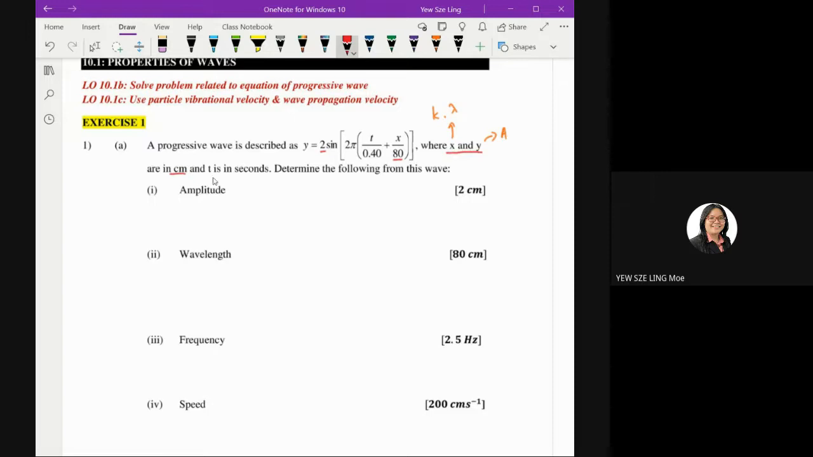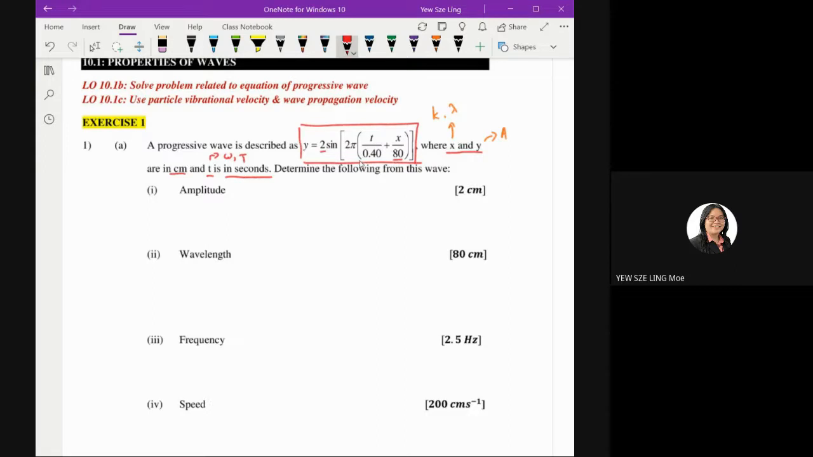Whereas t is in seconds, so we use it to determine the unit for omega and period. If it is in seconds, then omega is in radian per second. If it is in minutes, then omega is in radian per minute. So it is quite important for you to know which unit to use. Determine the following from this wave. Now you are given the equation y equals 2 sine, 2 pi, t over 0.4 plus x over 80.